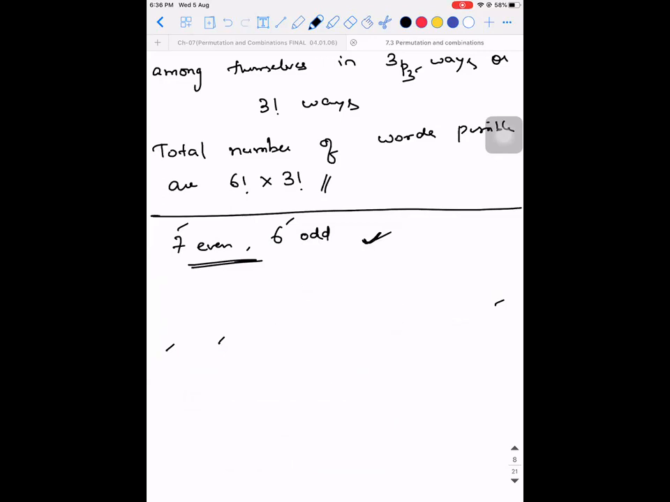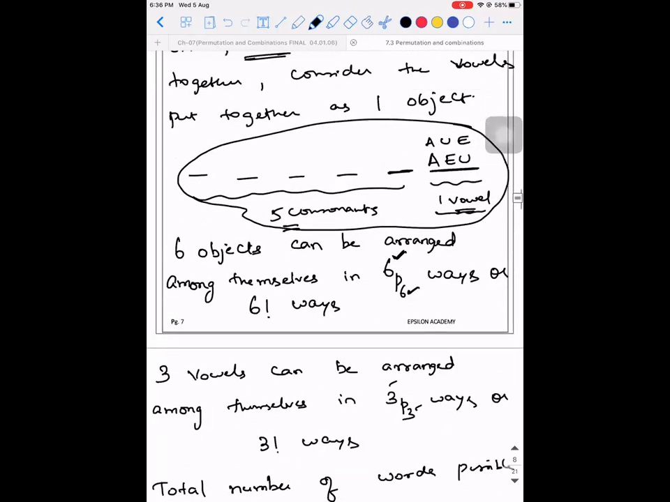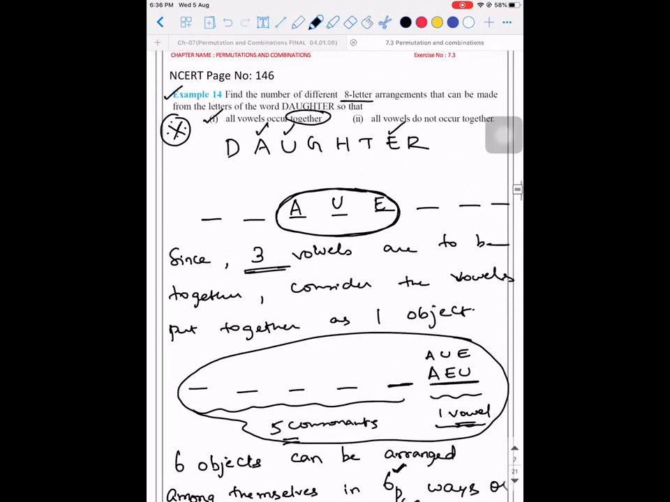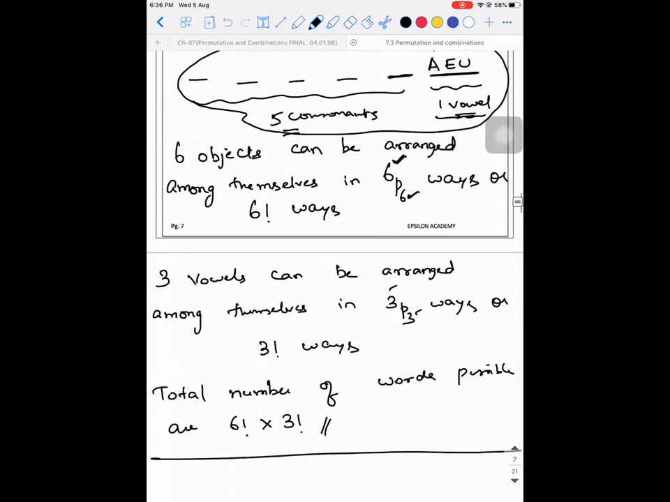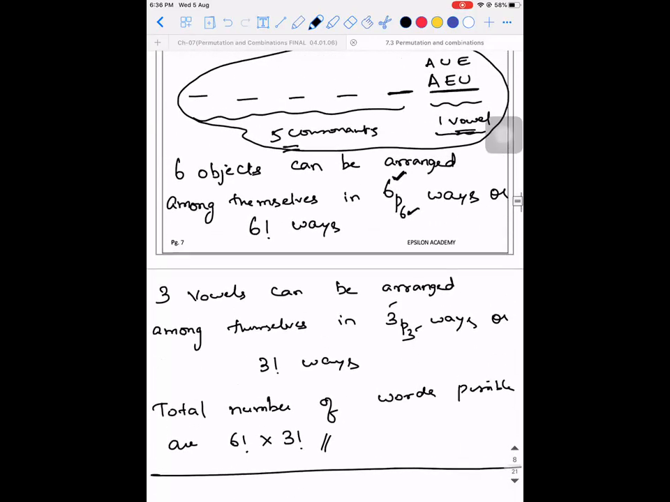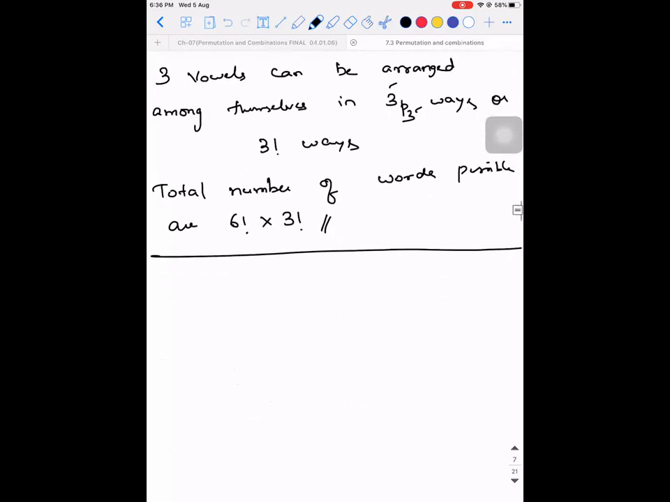But what is the next part of the question? All the vowels do not occur together. Means I need to fill the vowels first and then arrange the consonants. So how to do this? How many blank spaces do I have? 1, 2, 3, 4, 5, 6, 7, 8. So tell me what I should do.